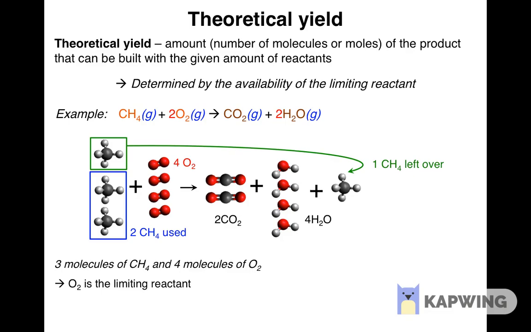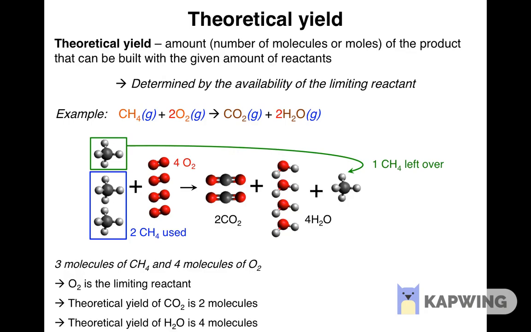Because the limiting reactant is used up completely, we find that the number of CO2 molecules formed is 1/2 of the number of oxygen molecules available, 2. And that the number of water molecules formed is the same as the number of oxygen molecules available, 4. Therefore, the theoretical yield of carbon dioxide is 2 molecules, and the theoretical yield of water is 4 molecules. Note that the theoretical yield is calculated for each product separately.